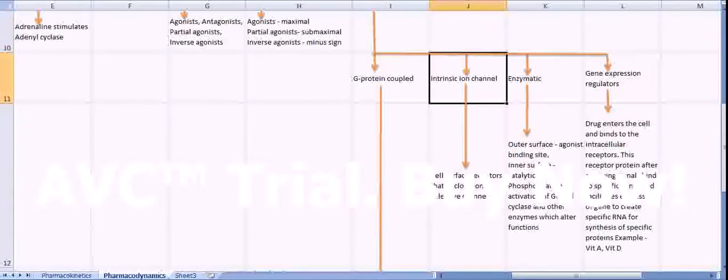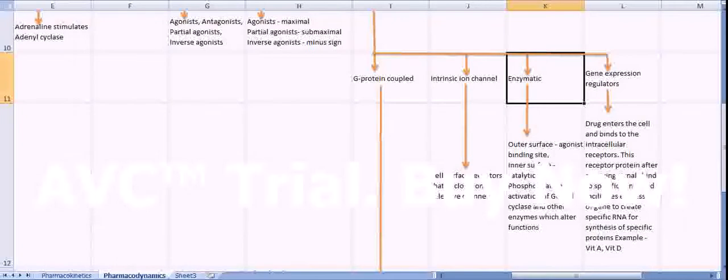Next, there are other types of receptors like intrinsic ion receptors. These are the receptors which are present on the cell surface that enclose ion selective channels. When the drug acts on this type of receptor, opening or closing of the ion channels may occur.